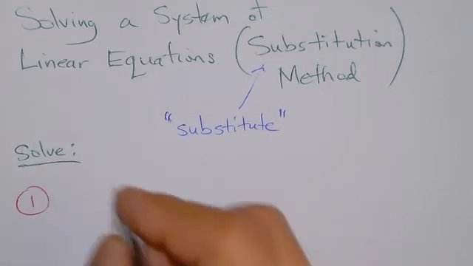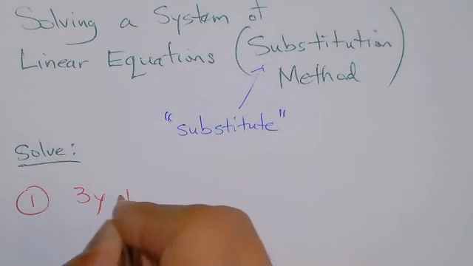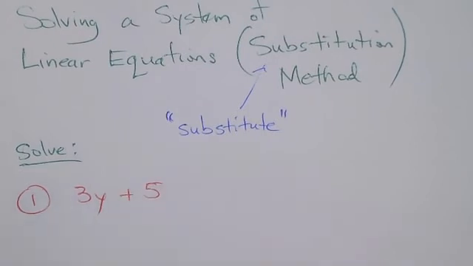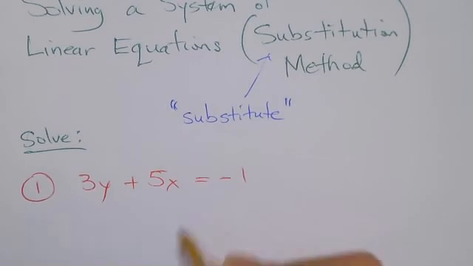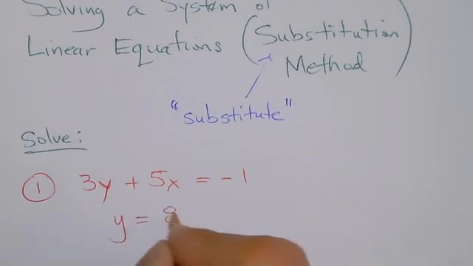So I'm going to put number 1 here. Go ahead and copy it. Number 1 is 3y plus 5x equals -1. And number 2 is, oh, this one's too easy. I don't even know why I put this one, but it's okay. y is equal to 8.